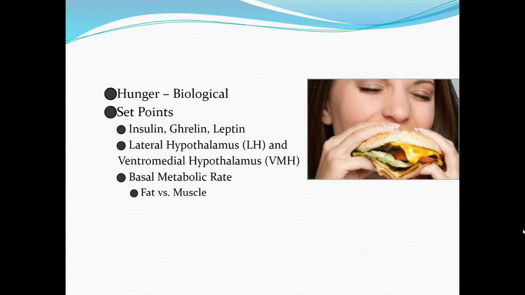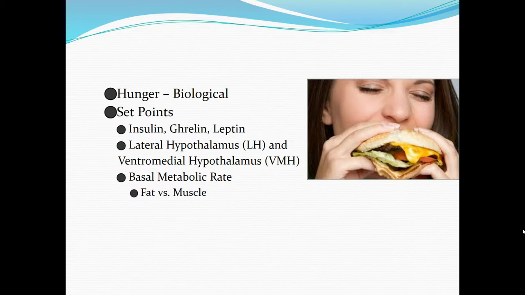Ghrelin is the hormone that affects us when we feel hungry. And so when our stomach is empty, ghrelin is what motivates us to eat more. Leptin, on the other hand, is what motivates us to stop eating. When our stomach is full, our stomach produces that hormone, and we're motivated to stop eating so that we can get back to a certain set point.